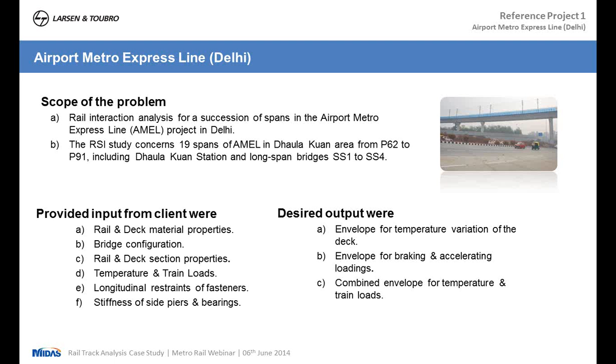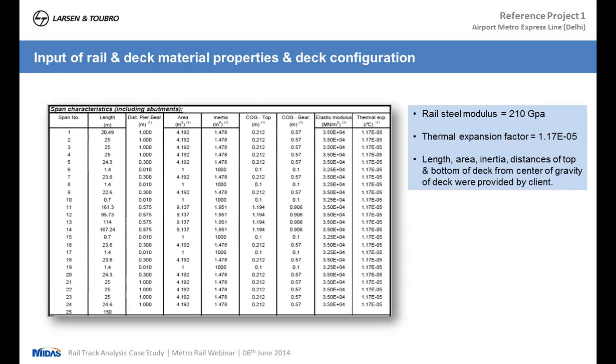Based on these data, desired outputs were envelope for temperature variation of the deck, envelope for braking and acceleration loadings, and combined envelope for temperature and train loads. Now I am going to explain how we generated the model in the rail track analysis wizard of Midas Civil with these inputs in the next few slides.